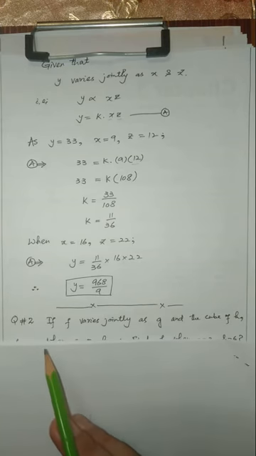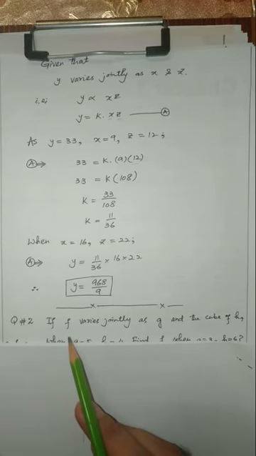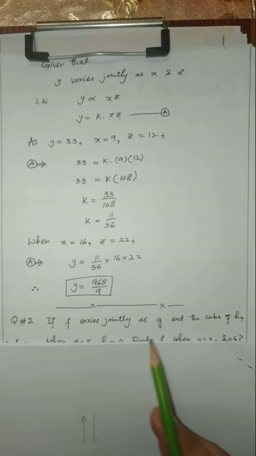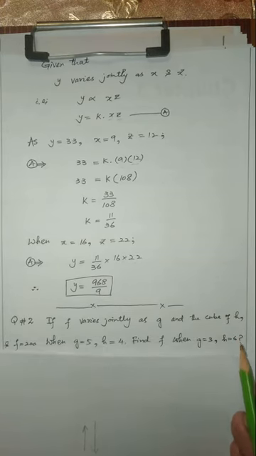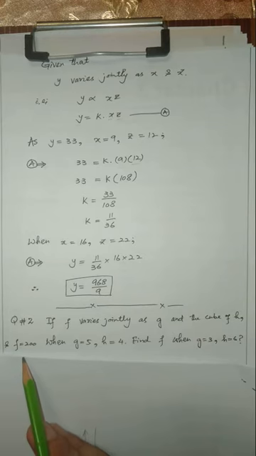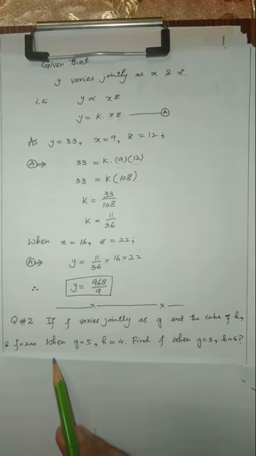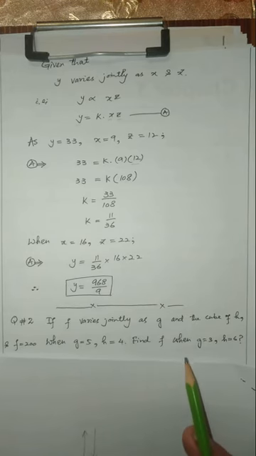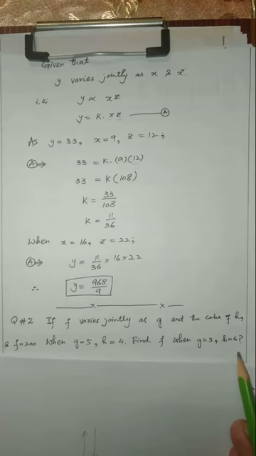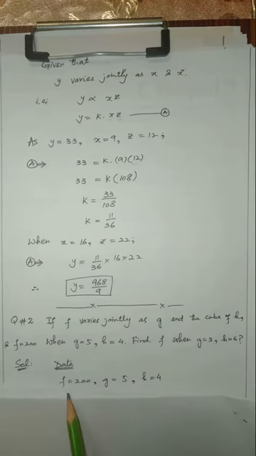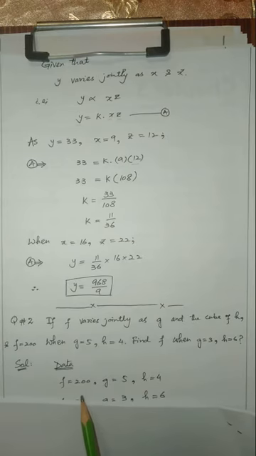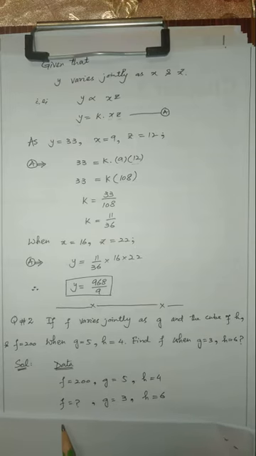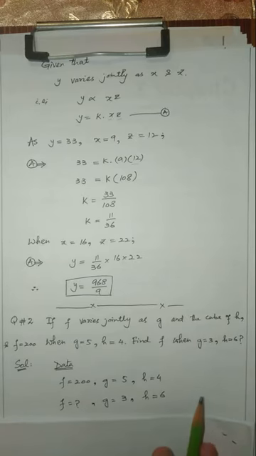Now question number 2. Given that f varies jointly as g and the cube of h, and f is equal to 200 when g is equal to 5 and h is equal to 4, find the value of small f when g is equal to 3 and h is equal to 6. Solution. First, data. F is equal to 200, g is equal to 5, h is equal to 4. Find f when g is equal to 3 and h is equal to 6.